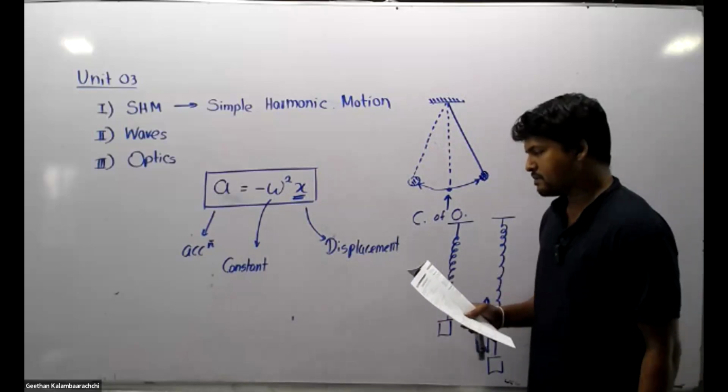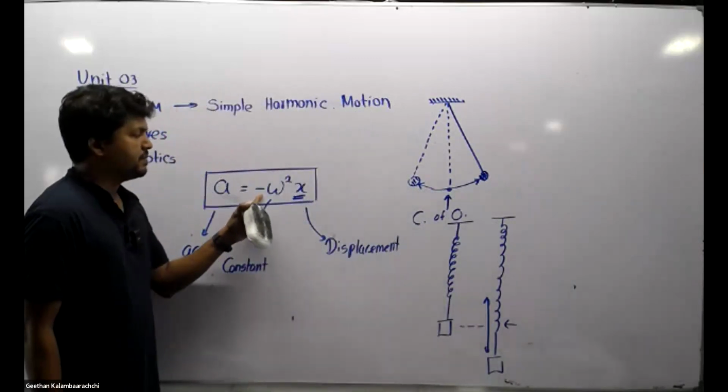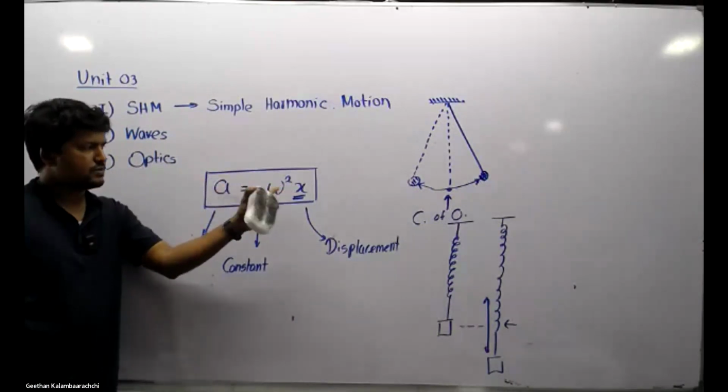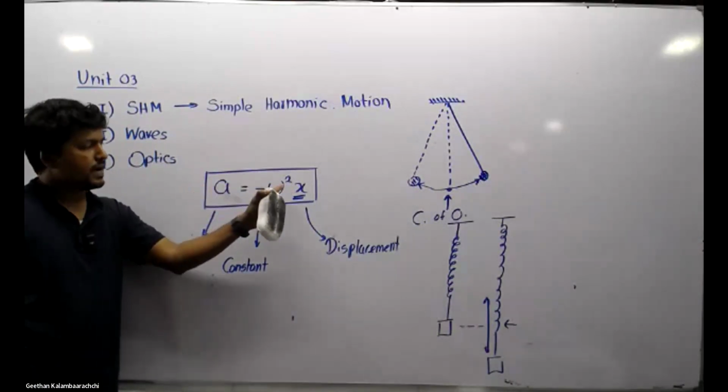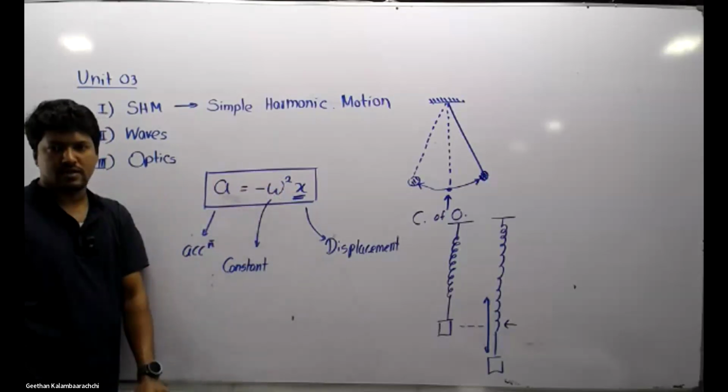The minus sign is represented. The minus sign is represented between this x and this a. Those are the two vectors in this equation. Both are vectors. So the minus sign represents that x and a are always opposing each other.